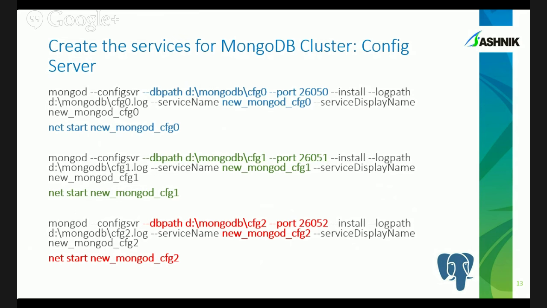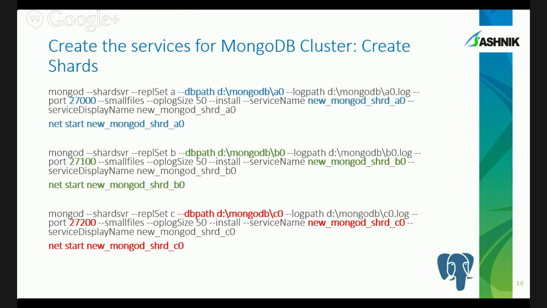The second thing that I did was create the config servers. In Windows, I created them as a service, and then I started that service. As you see, my config servers are running on ports 26050, 26051 and 26052. This is the standard way you create config servers in MongoDB. These config servers are important for storing sharding-related information.